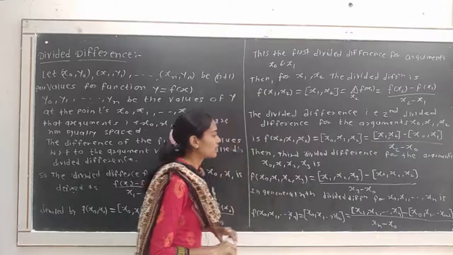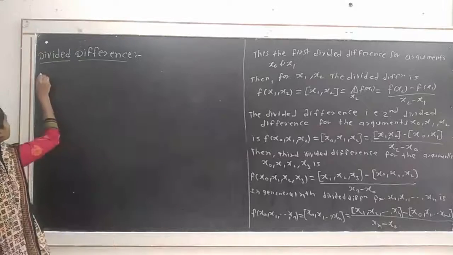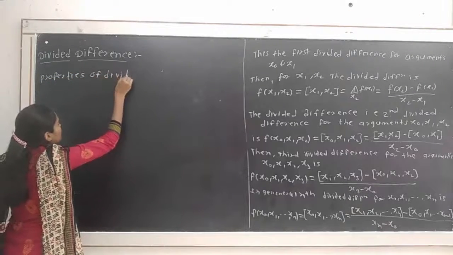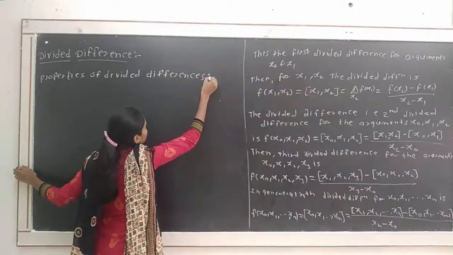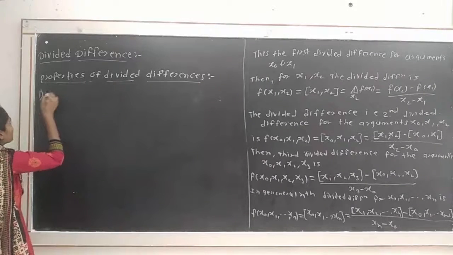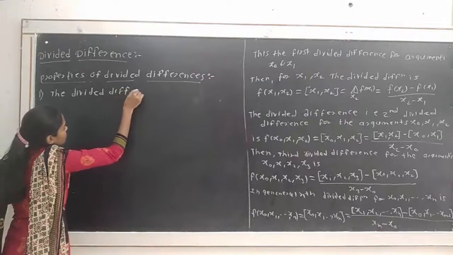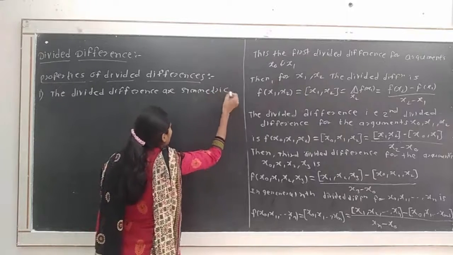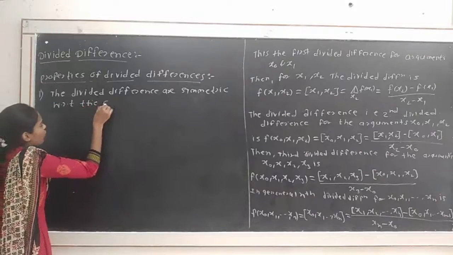Then next we see the properties of divided differences. So the first property for the divided differences is that the divided differences are symmetric with respect to the order of arguments.